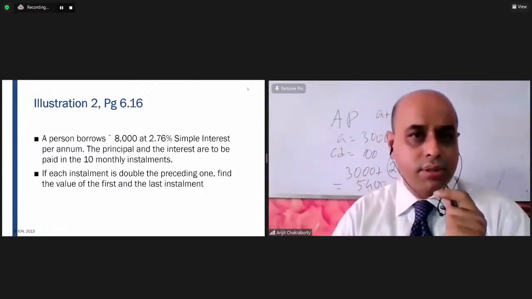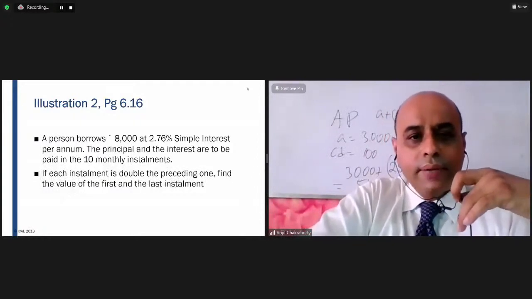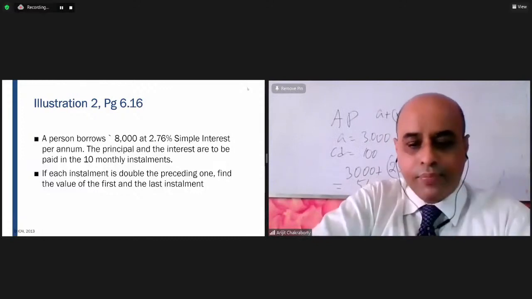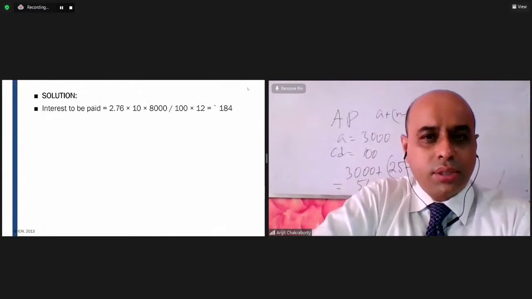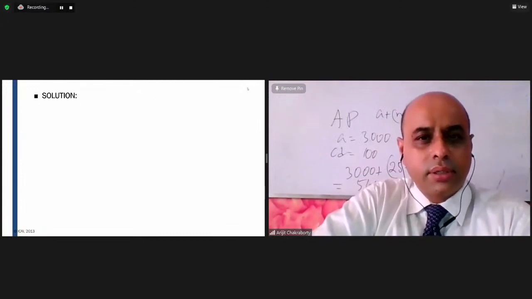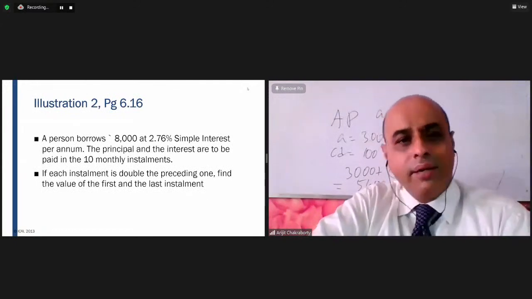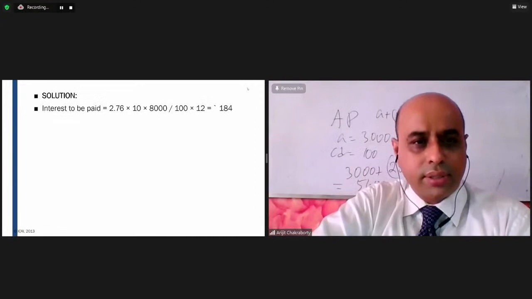It doubles, so we are just multiplying by 2. So definitely what we have to find out is the first and the last installment. Okay, so let us try and solve it. Now, how much are we going to pay as interest? Because this has to be paid in 10 monthly installments. So first we find out the total amount of interest.